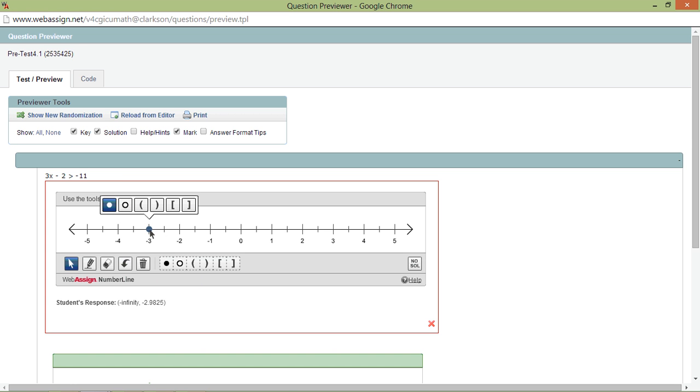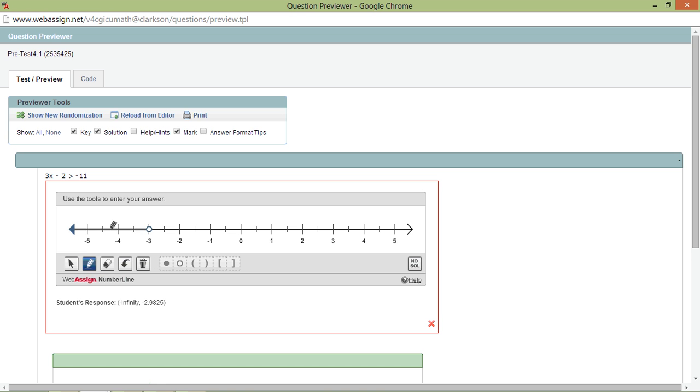Now, that is a closed-in circle. I don't want a closed-in circle because I don't want to include negative 3. I want to exclude it. So you can either use the white circle, which is the open circle, or you could use your left parenthesis, right? Either one of those symbols will work. So you identify all the numbers you're concerned about. In this case, I was only concerned about negative 3. And now I want to shade above negative 3. So you go over here and you grab the draw tool right here.